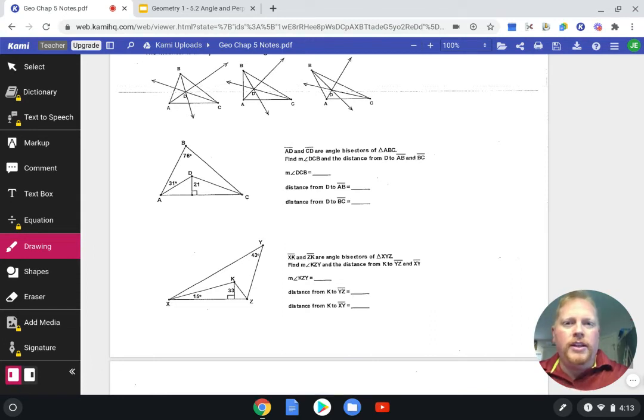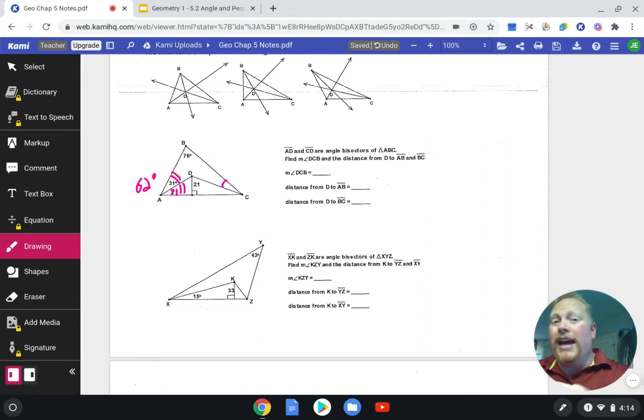So let's take a look at what it's asking us. It says the measure of angle DCB. So if I start at D, go to C and B, it's asking for that angle right there. Well, how in the world do I figure that out? Here's how. Because these are angle bisectors, I know that if this angle over here is 31, then this angle over here is 31. So that whole angle, that big angle A, is 62 degrees.